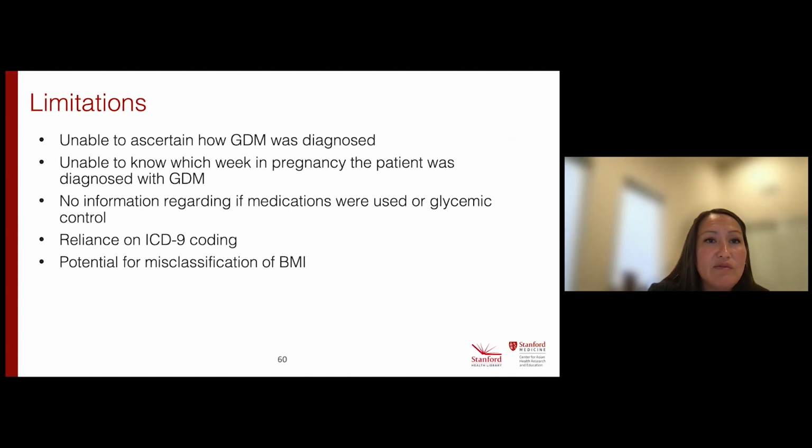Limitations, however, are that we were unable to ascertain how gestational diabetes was diagnosed. We don't know if they were diagnosed by the one-step method or the two-step method. That's not going to be in birth records. We were unable to know which week in pregnancy the patient was diagnosed with gestational diabetes. There's no information regarding if medications were used or the glycemic control that they had, so we don't know if they're GDMA1 or GDMA2. We rely on ICD-9 coding, and there's always a potential for misclassification of BMI.